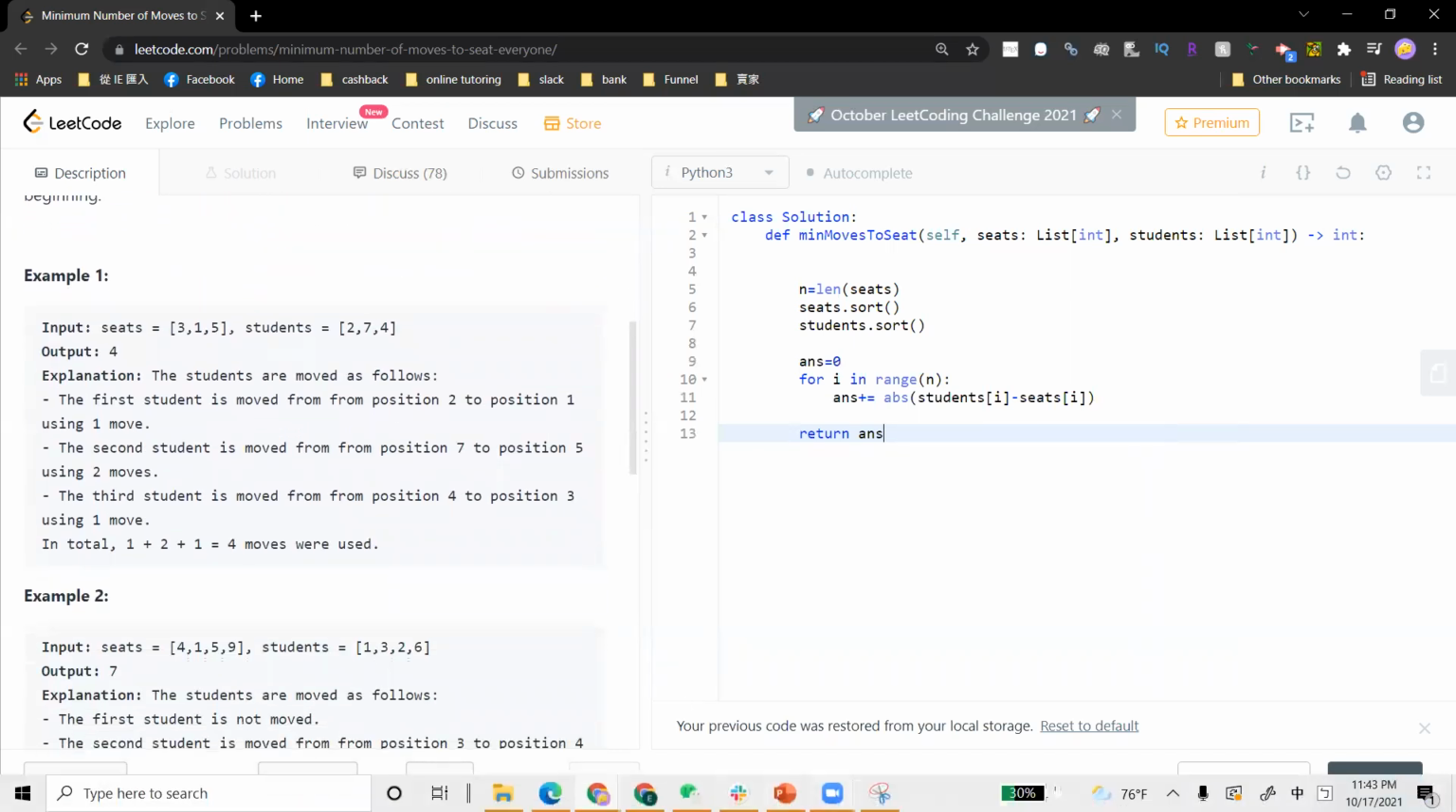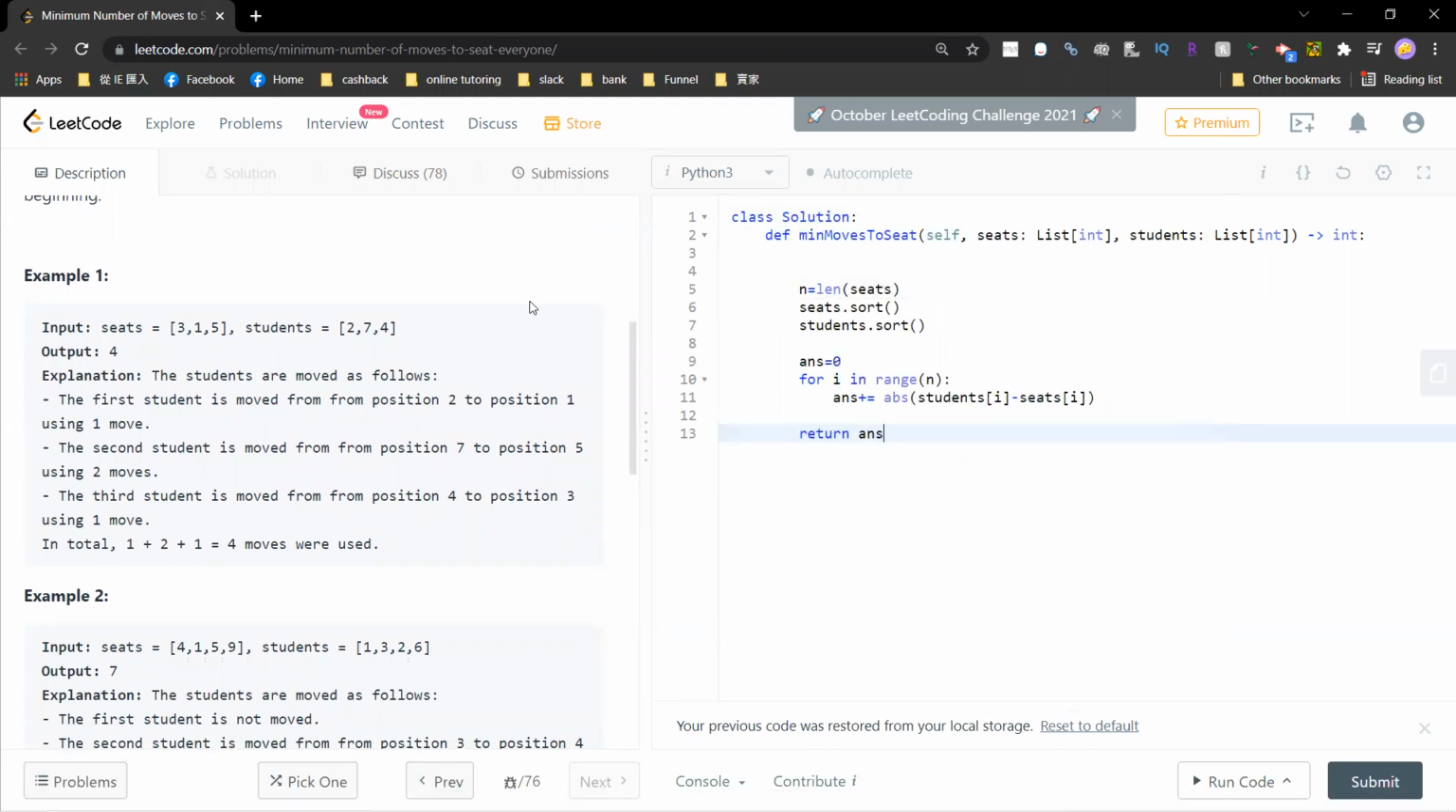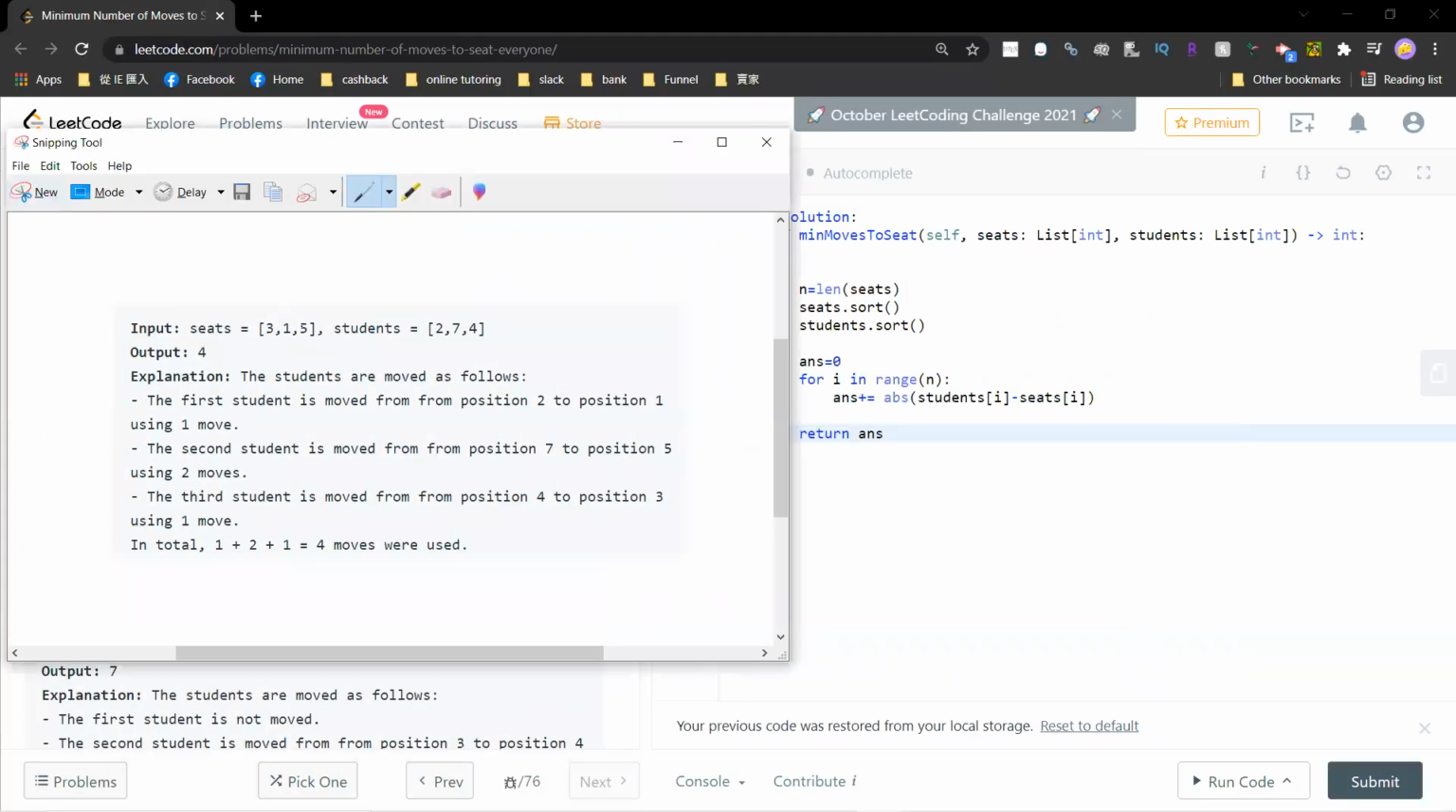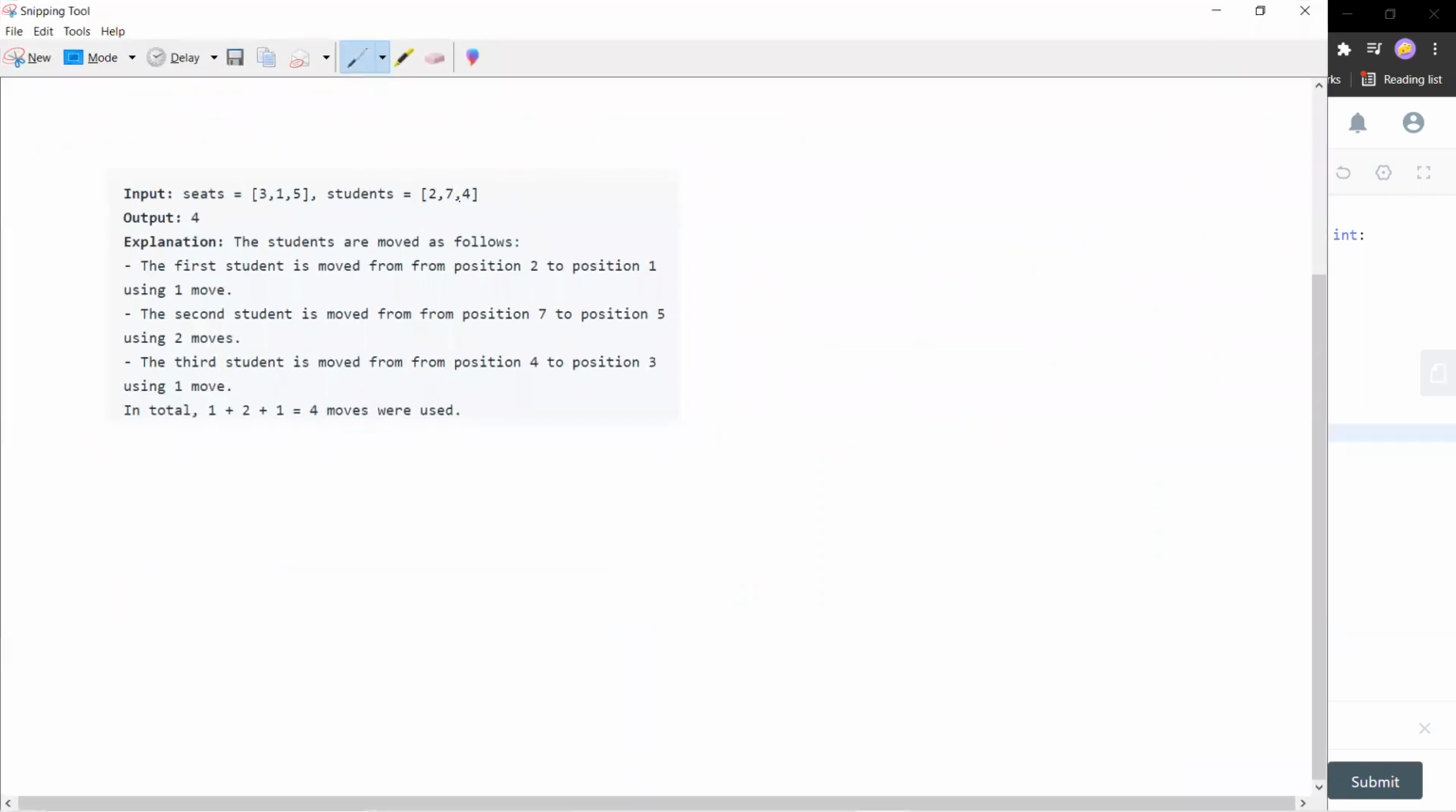Okay, so this example is very easy. You get 3, 1, 5, which is the seats, and the students are 2, 7, 4. So I guess the first student at 2 can move to position 1, so 1 move. The student at 7 should move to 5, which is 2 moves. Then the student at 4 should move to 3, which is 1. So the total is 1 plus 1 plus 2.